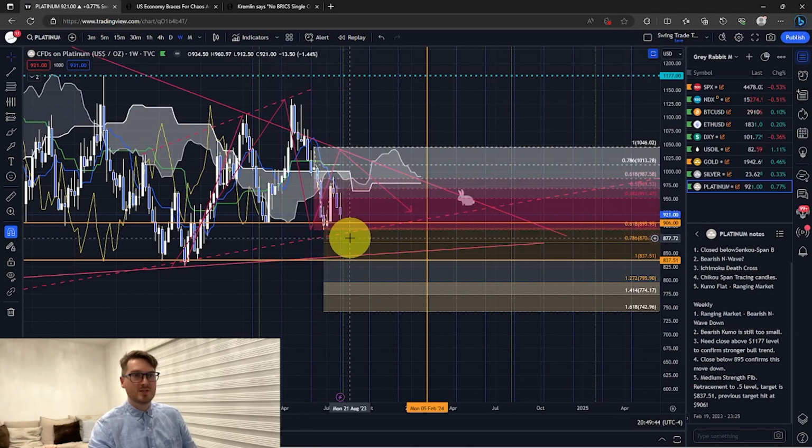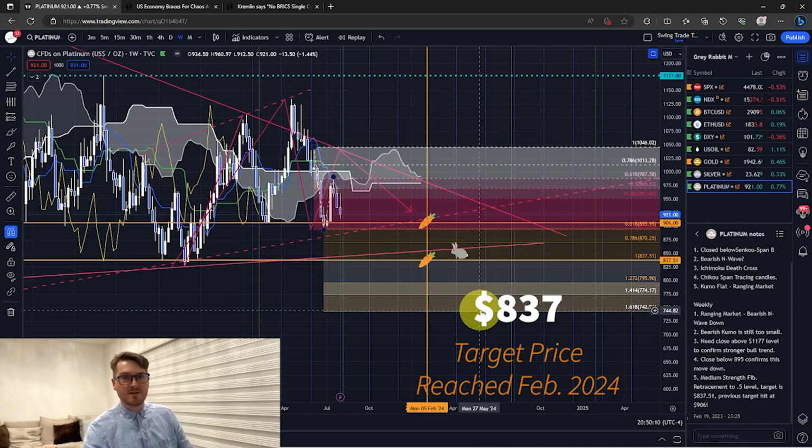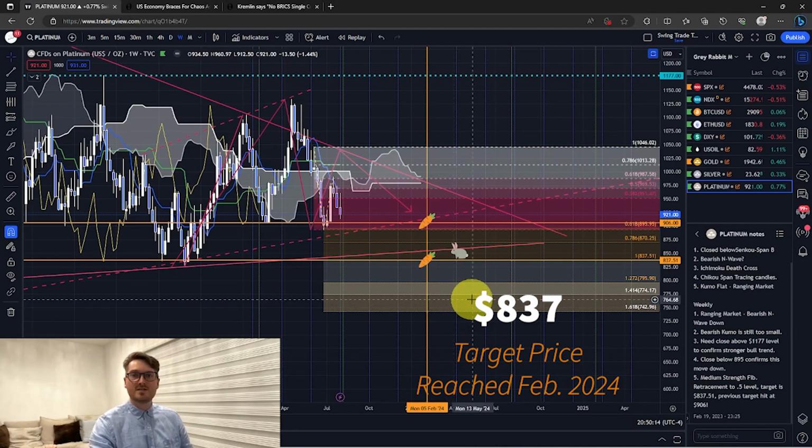So if we get a close to confirm this N wave below there, I'm expecting price to reach down to this $837 level. So that's our next target. Like I said, 906 was our previous target. We already hit it. So we already got the carrot here, and this is our next target here, and that's $837.51 by February 2024.